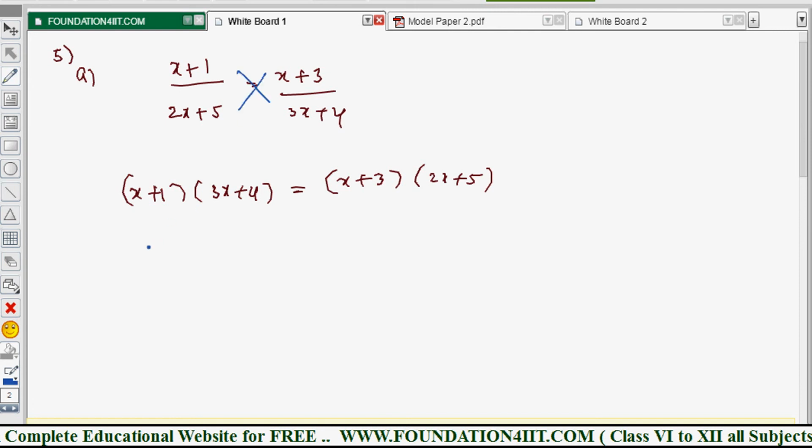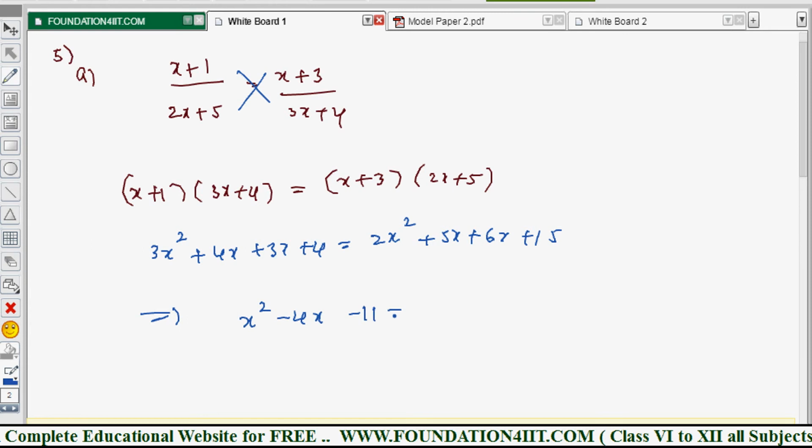Then we can simplify this. On simplifying, we get x into 3x, so 3x² + 4x + 3x + 4, just to simplify each and everything, equals 2x² + 5x + 6x + 15. Take the x terms to one side, and if you simplify, then you'll get x² - 4x - 11 = 0. Okay, take the x² terms, x terms and constants to one side, you'll get this.